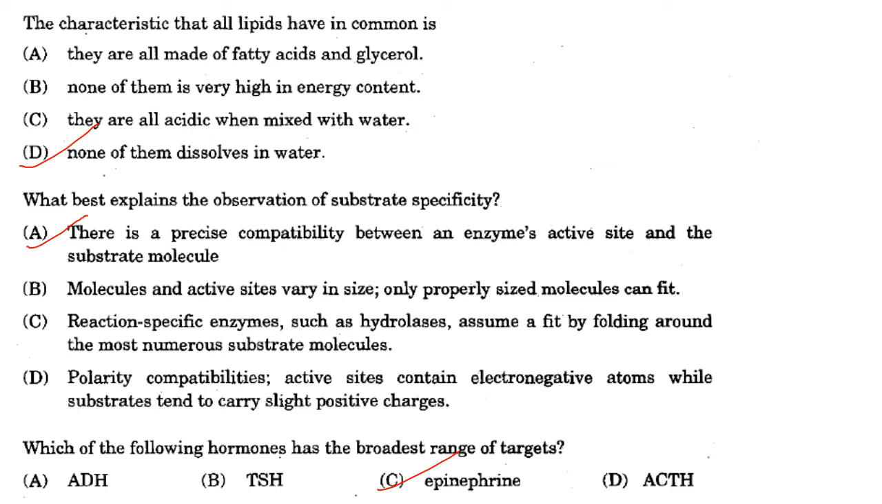Which of the following hormones has the broadest range of targets? So adrenocorticotropic hormone, that is ACTH, the target organ is adrenal cortex. For TSH, that is thyroid stimulating hormone, the target organ is thyroid gland. ADH or antidiuretic hormone, the target organs are kidney tubules and smooth muscles in arterioles. And for epinephrine, the target organs are muscles, lungs, heart and blood vessels. So from among the options, option C, that is epinephrine, has the broadest range of targets. So answer is option C.